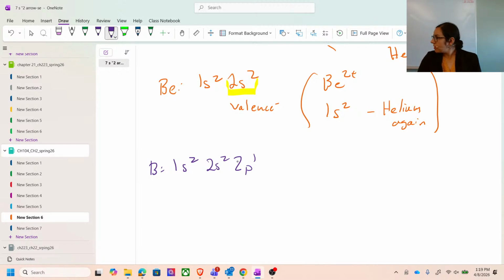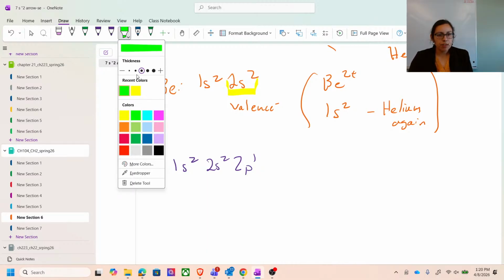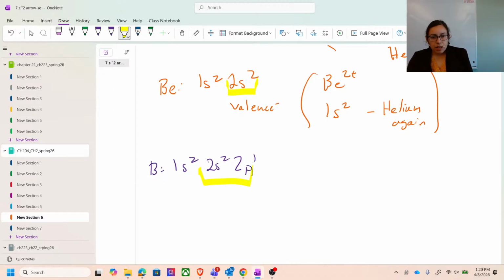The first energy level does not have any p orbitals. So when we're on the second energy level and we have a p, we start with our 2 here. So 1s2, 2s2, 2p1. Good, that's our electron configuration. And again, the outermost electrons are our valence electrons here.